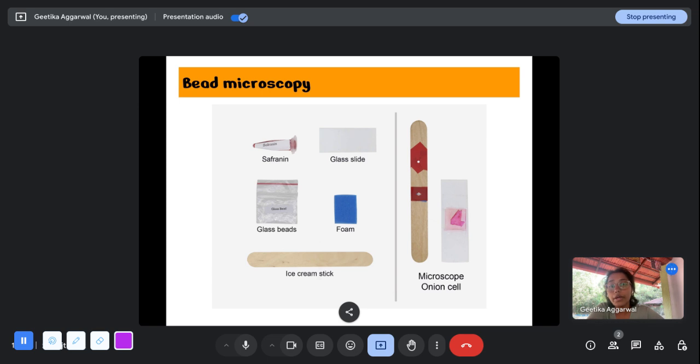So that was all about bead microscopy and how it's a very new and very affordable way of teaching kids about what microscopes are and looking at some small objects, and building interest in biology and microscopy.